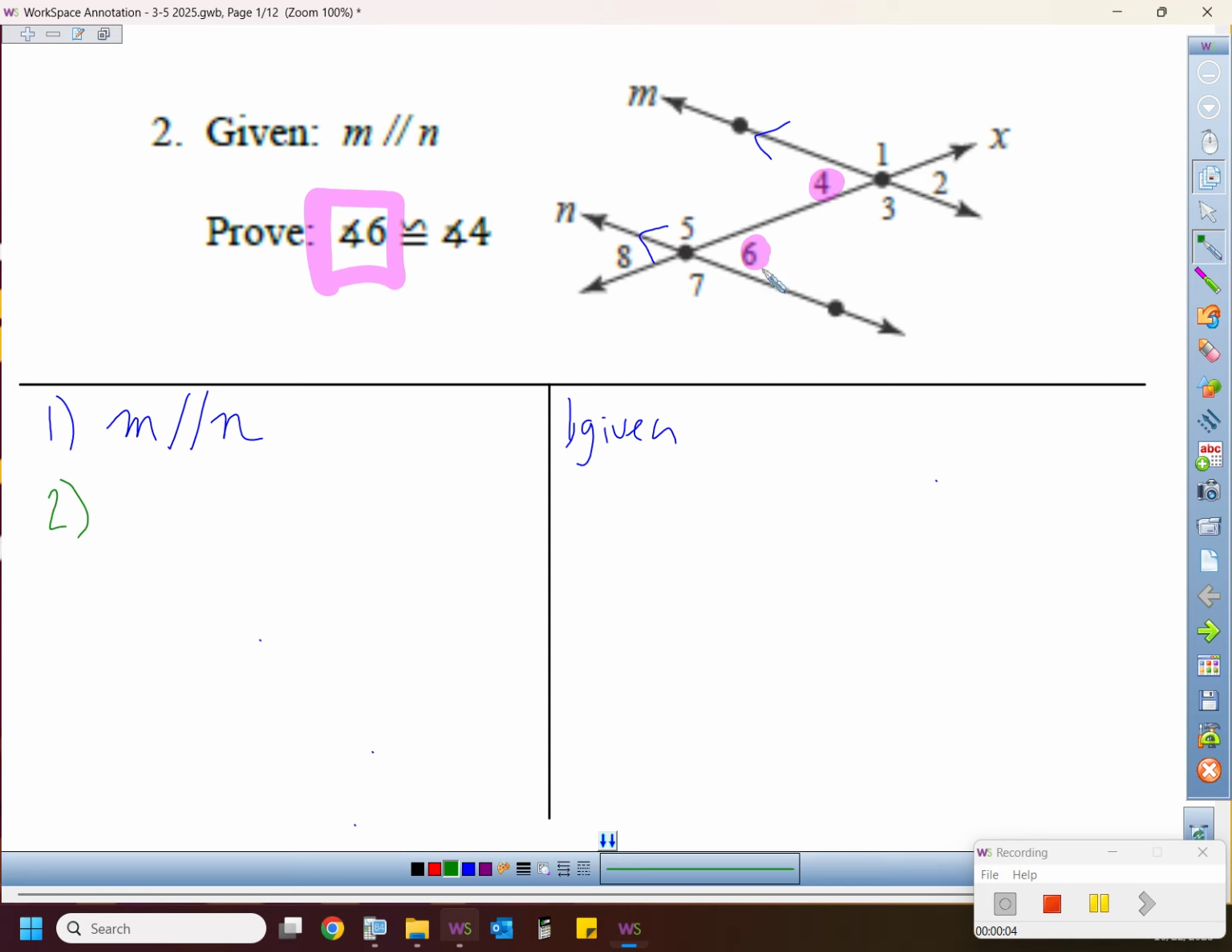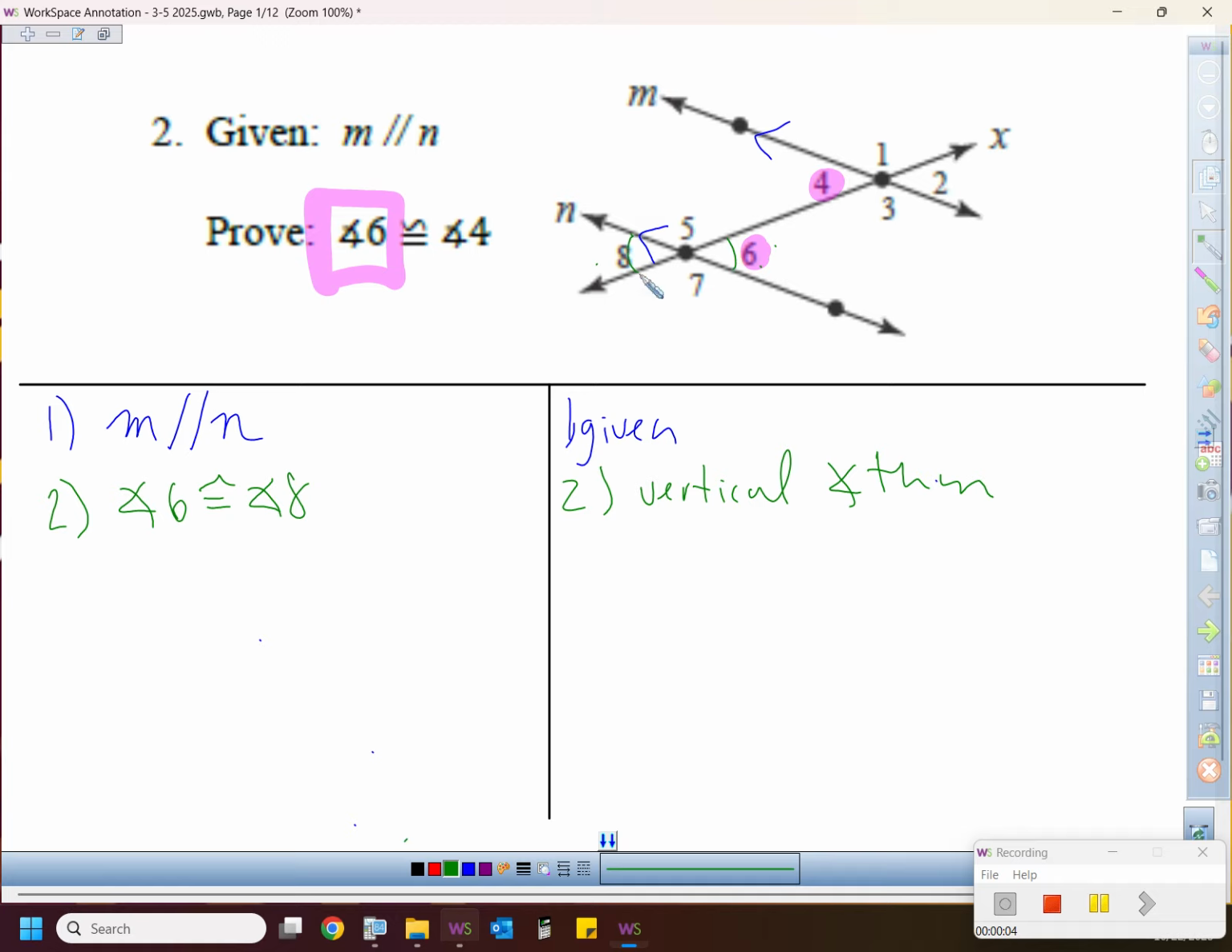So angle 6 is for sure the same as angle 8, because they're vertical angles. So I could say that angle 6 is congruent to angle 8 by the vertical angle theorem. That wasn't the only thing that 6 was the same as. 6 could be the same as 2 because those are corresponding angles and we have parallel lines. But since I wrote this, I'm going to mark it. Angle 6, the same as angle 8, so I put those arc marks in the picture.